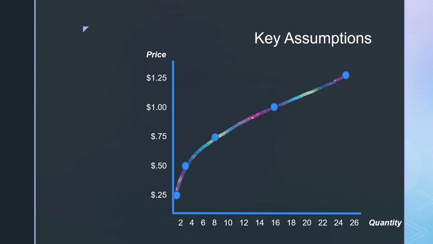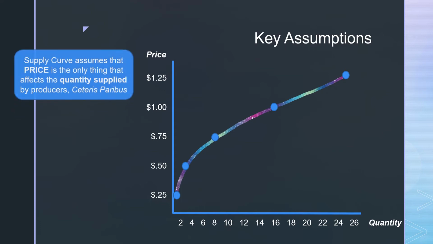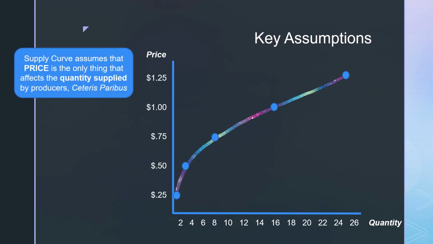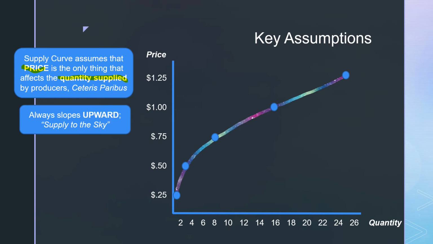Now there are some key assumptions that we're making with this market supply curve and with every supply curve, okay? These are those ceteris paribus assumptions. Remember that the supply curve assumes that price is the only thing we care about when it comes to quantity supplied. Price is the only thing that affects quantity supplied. And one other thing you got to keep in mind is that our supply curve should always slope upward.